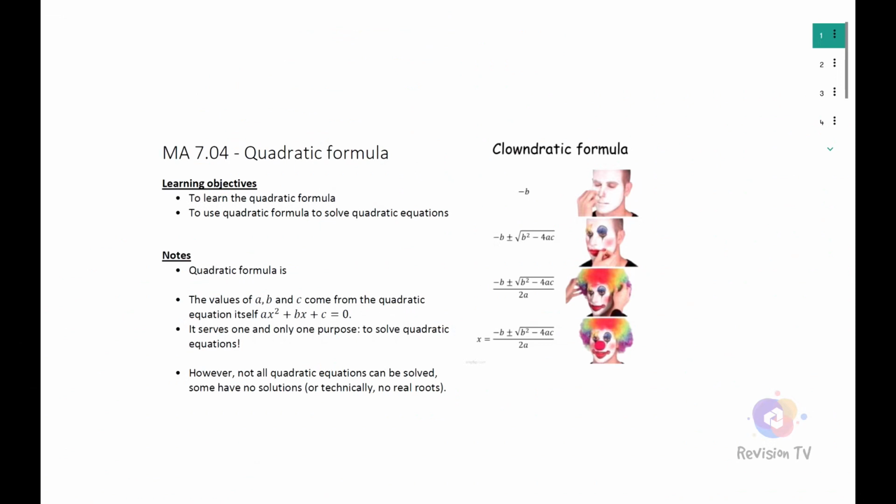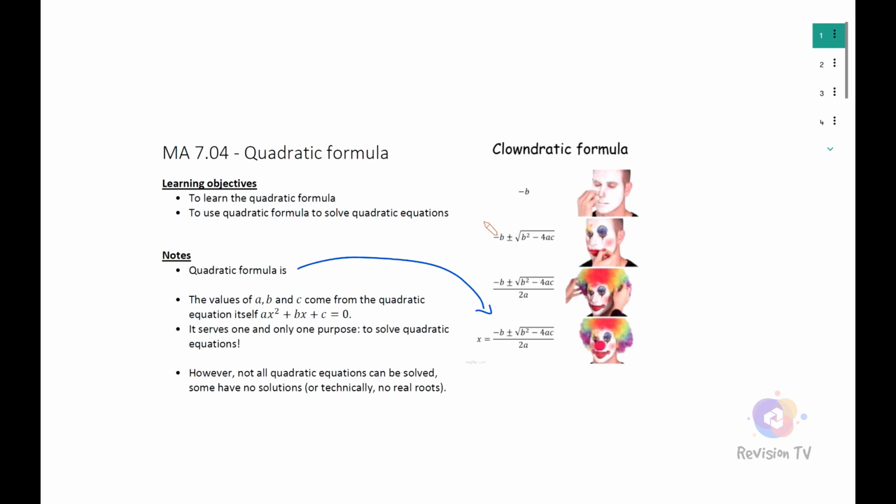In today's lesson, we are looking at the quadratic formula. We are going to learn the formula, and we're going to use it to solve different quadratic equations. As you can see, the formula is quadratic, so you can only solve quadratic equations with this formula. The quadratic formula is here if it's not clear enough.